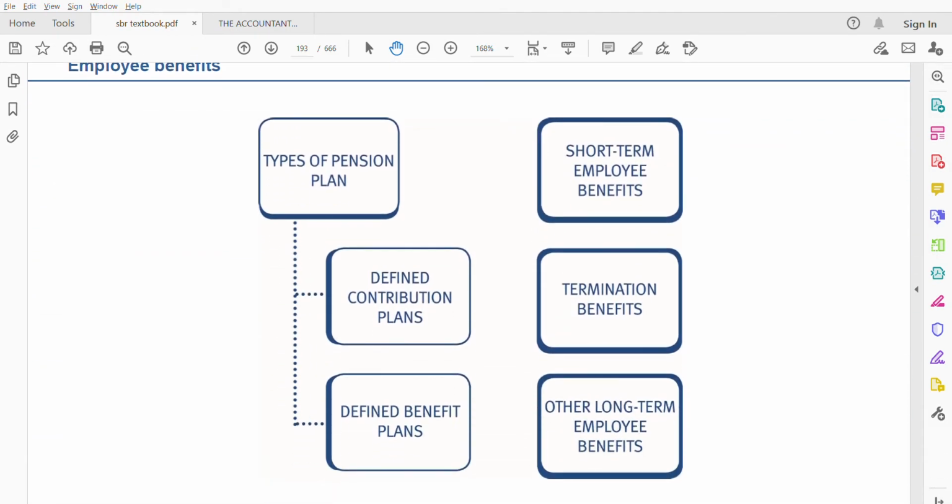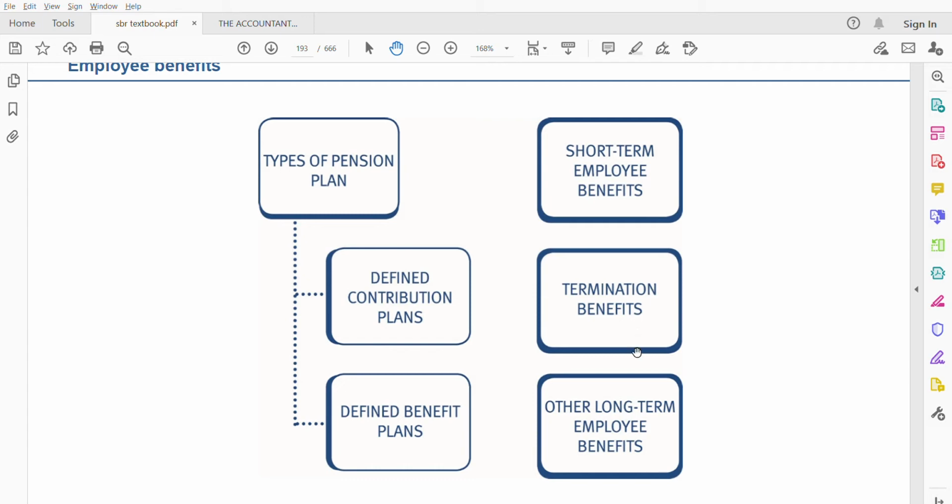Now, before we go into detail, let us go through this chart. Types of pension plans. You need to know that there are two types of pension plan. One is known as defined contribution plan. The other one is known as defined benefit plan. And there are some other types of employee benefits because the chapter's name is employee benefits. So pension is one form of benefit, right? But there are other benefits also, other than pension, which are known as short-term employee benefits, or termination benefits, right? You're terminating an employee, you're giving them some compensation, so that is known as termination benefits.